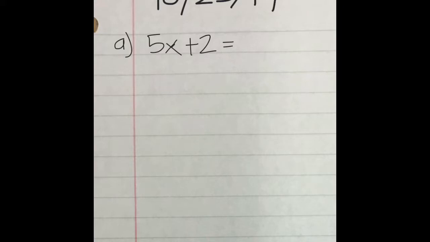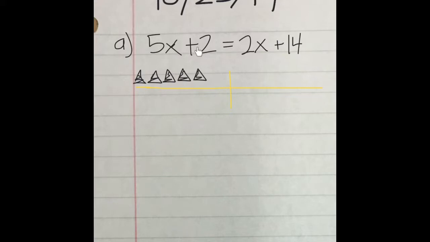5x plus 2 equals 2x plus 14. The first thing I'm going to do is skip a line and translate all of this into our triangles and number cubes that we're familiar with. So I'm going to take 5 x's, or 5 triangles. 1, 2, 3, 4, 5.